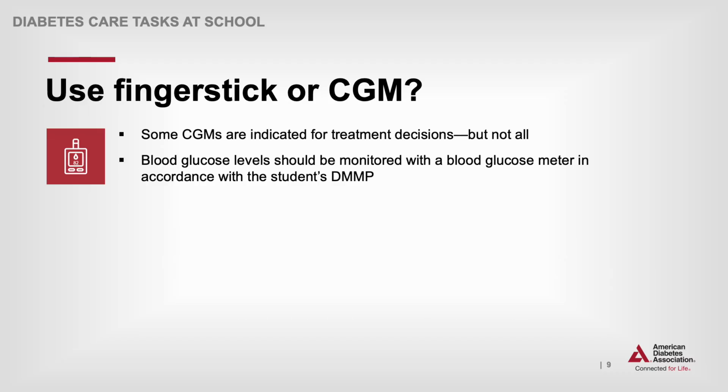A student who wears a continuous glucose monitor to school still needs to check blood glucose with a regular meter before treatment, unless specifically stated otherwise in the DMMP. Not all CGMs are FDA approved for treatment decisions. Use CGM in accordance with the student's DMMP. More specific procedures for continuous glucose monitoring will be covered in another separate unit on CGM.